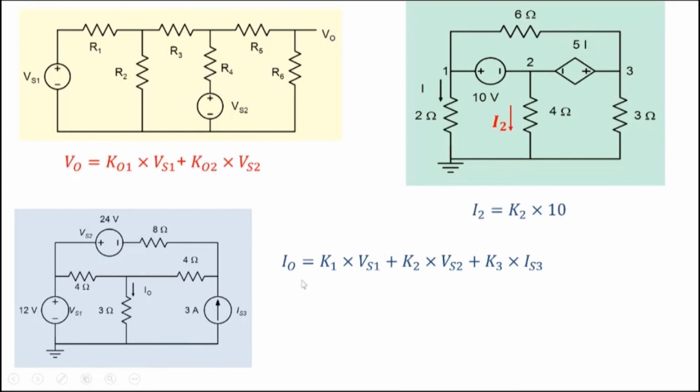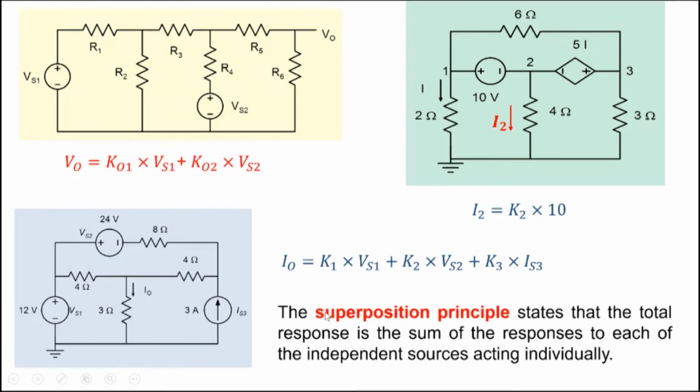So this is what we call the superposition principle. It says that in a linear circuit, the total response is the sum of the responses to each of the independent sources acting individually.